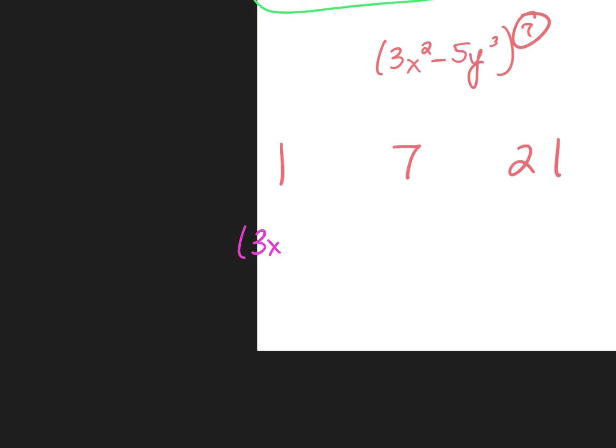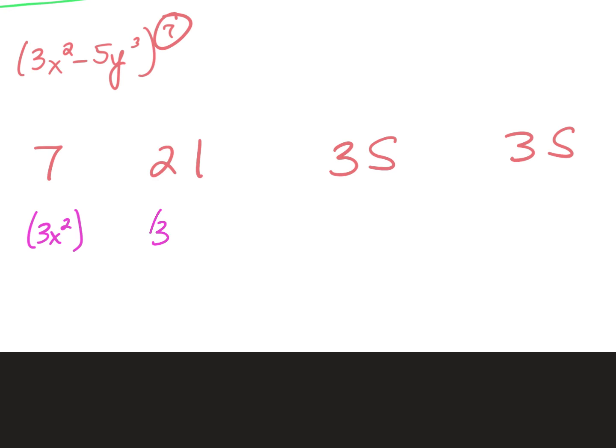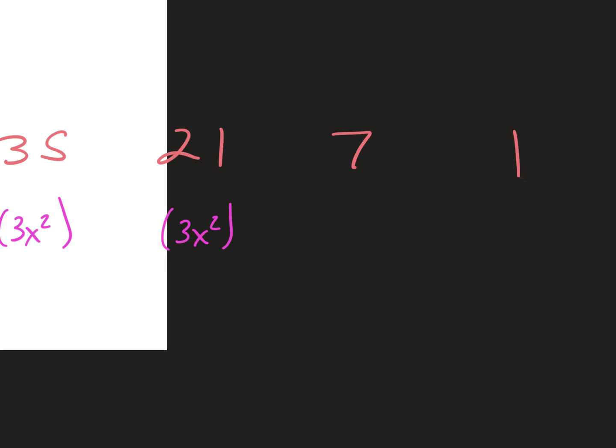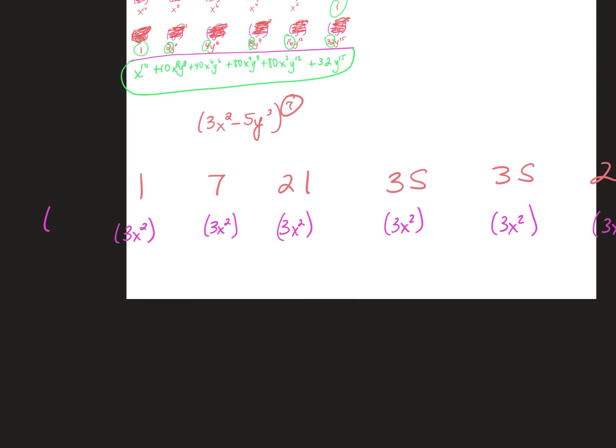write it a bunch of times. 3x squared, 3x squared, 3x squared, 3x squared, 3x squared, 3x squared, 3x squared, and 3x squared. Yes, it is a possibility that you'll get a problem like this tomorrow.